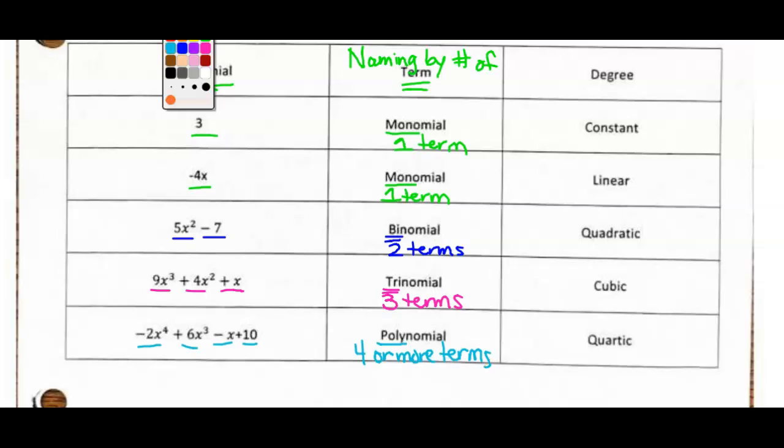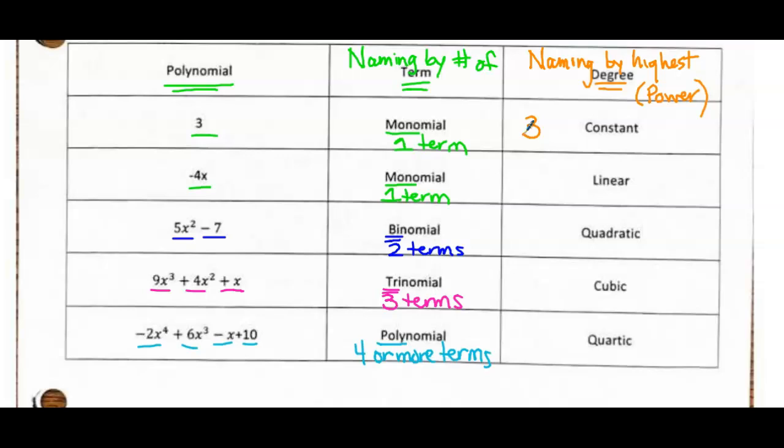Hopefully that's sinking in. So we have one more column here, and it says degree. So I want you to write above degree, naming by highest degree. So the first thing you have to remember is, what is a degree? A degree is a power. So you're naming this by the highest power.